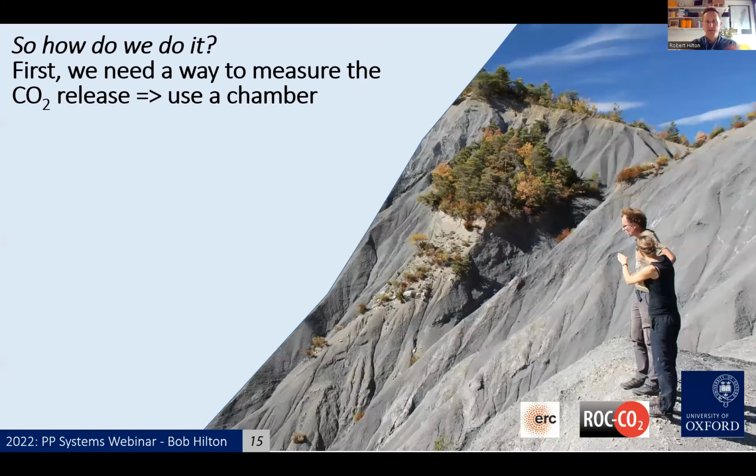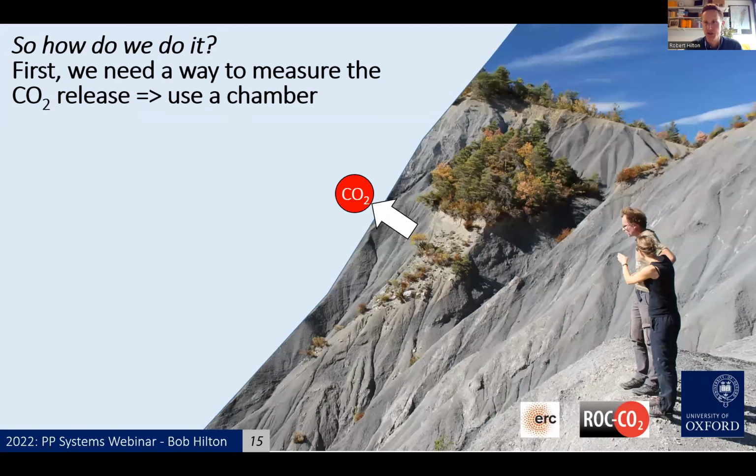So how do we do it? How can we measure CO2 coming out of these rocks? Well, there's an extensive group of people, many of whom have given presentations in these webinars previously, where we know that if we want to measure CO2 flux, one of the good ways to do it is using a chamber-based method, where you've got something producing CO2 and you trap the CO2 and you measure how quickly it accumulates. So this seems like a logical thing to do.